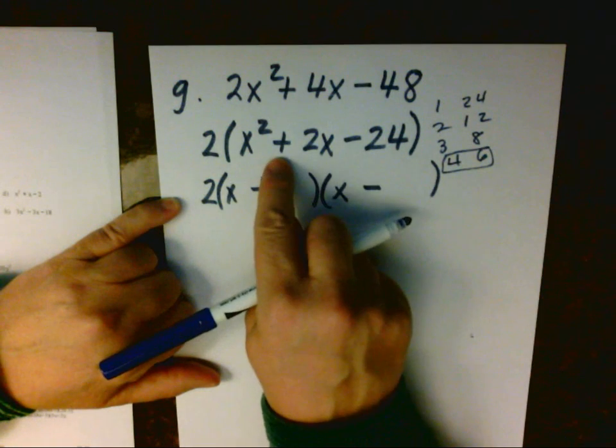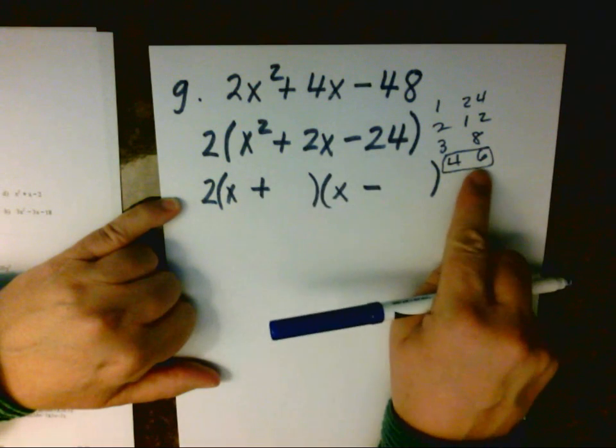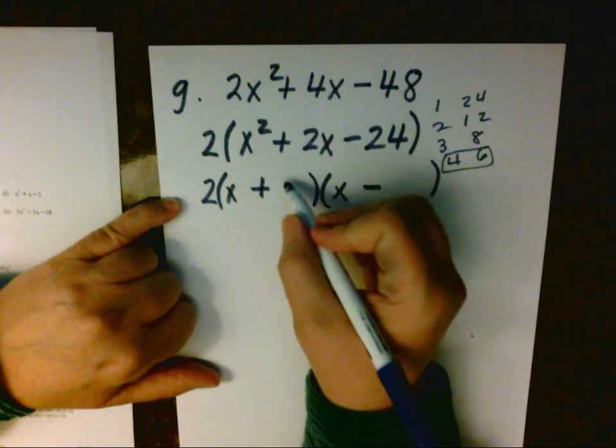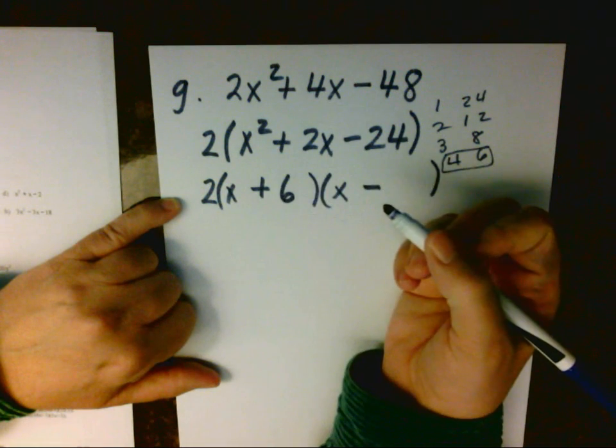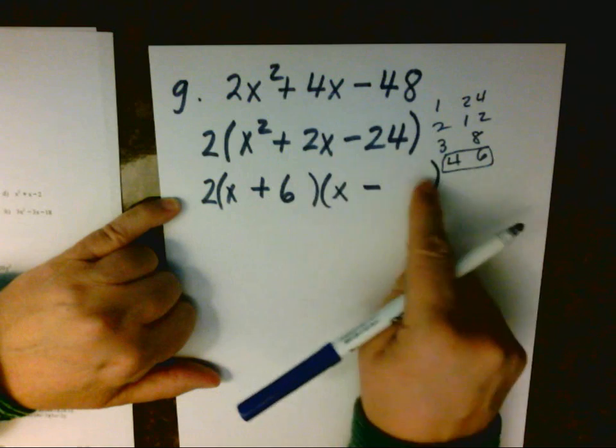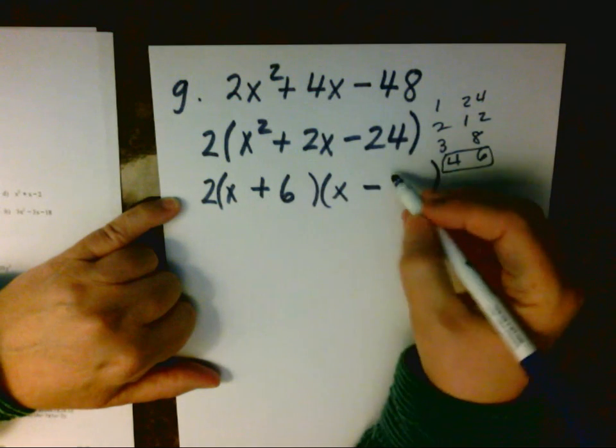And this middle number is a positive, so I want to place the larger number with the positive to make the middle work out. Okay? Since the middle was a positive and the difference was 2, I want the larger positive.